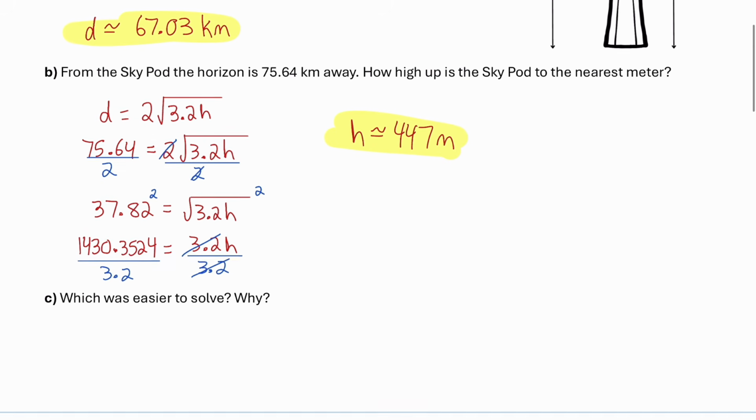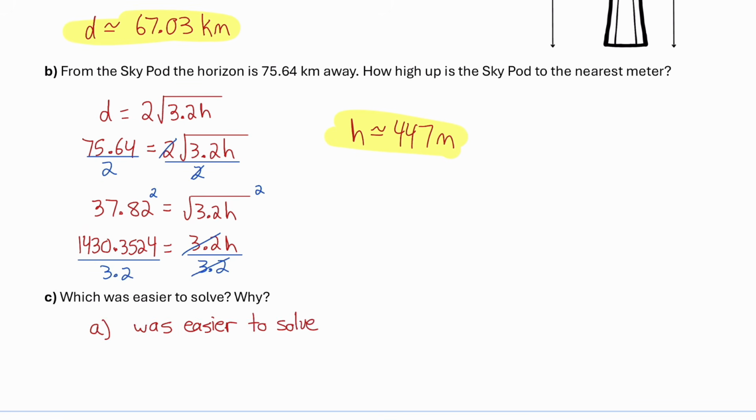So let's write that down for our answer for part C. A was easier to solve because the unknown variable was already isolated.